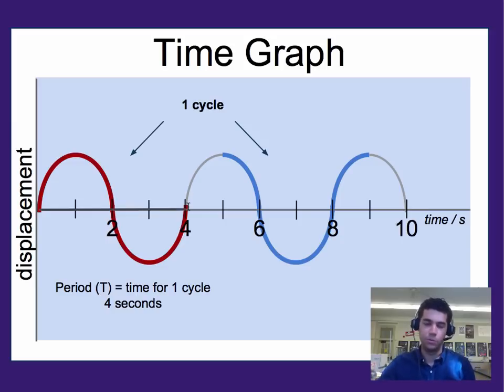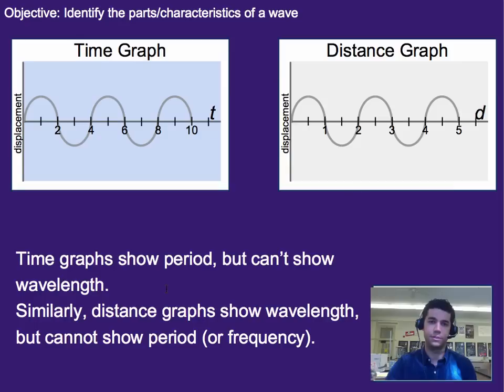Now, it's important to know what one cycle is because that lets us determine the period. So in this case, on a time graph, we can use one cycle, and we can see that one cycle occurs in 4 seconds, and so the period for this wave would be 4 seconds. And from that, we could use the inverse of that to figure out that its frequency is 0.25 hertz, or 1/4 of a hertz. Now that's it for a time graph.